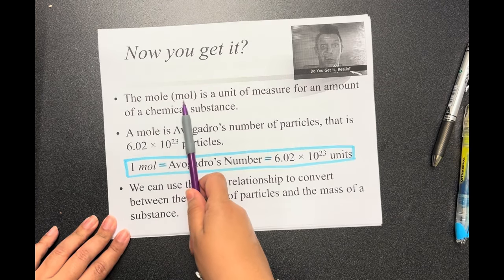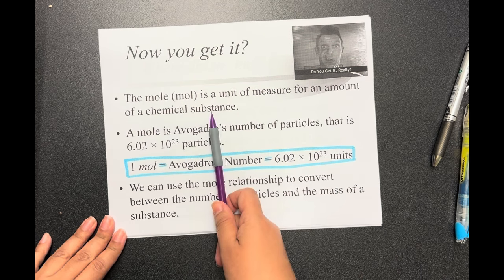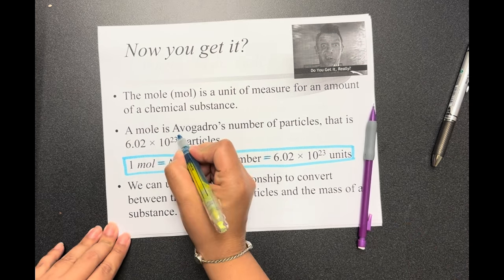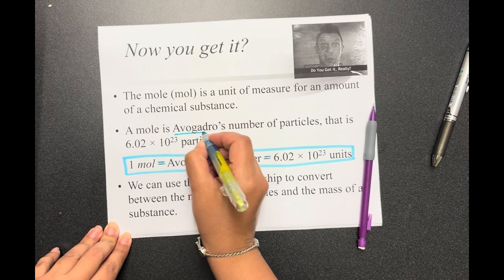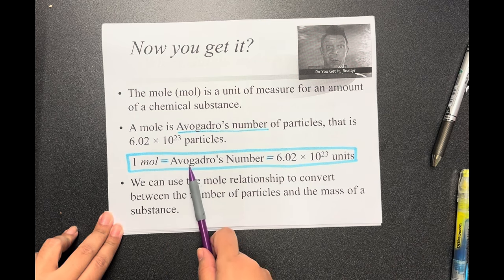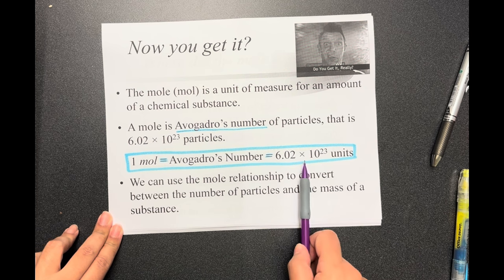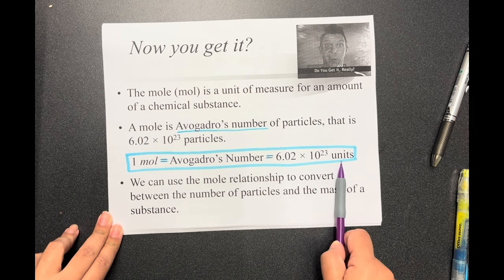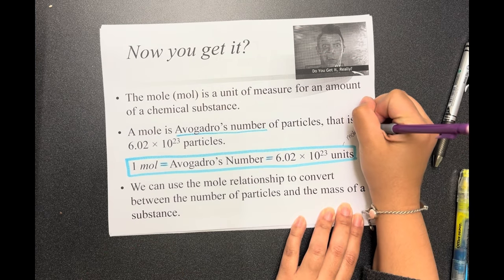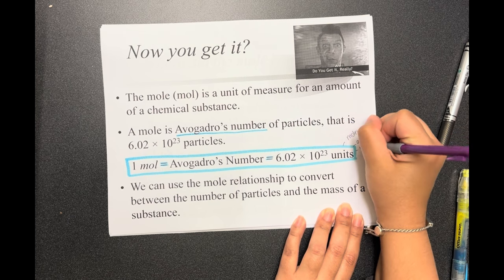The mole, or mol for short, is a unit of measure for an amount of a chemical substance. 1 mole is also referred to as Avogadro's number, named after the scientist who discovered this number of particles, which is 6.022 times 10 to the 23 units. These units could be molecules, atoms, or particles.